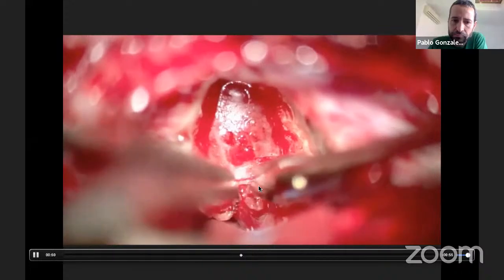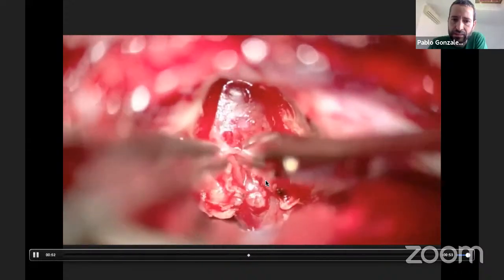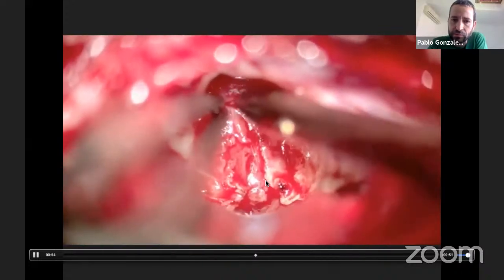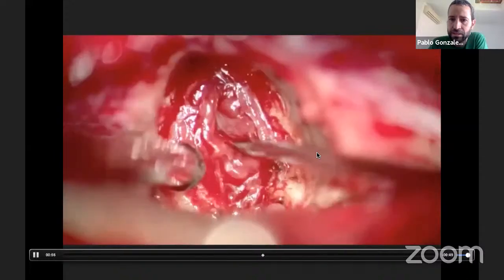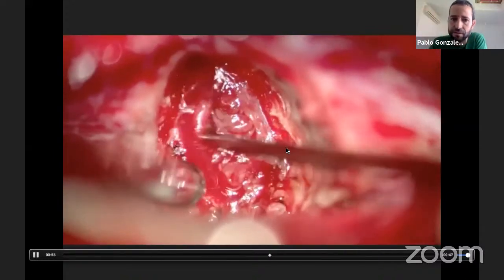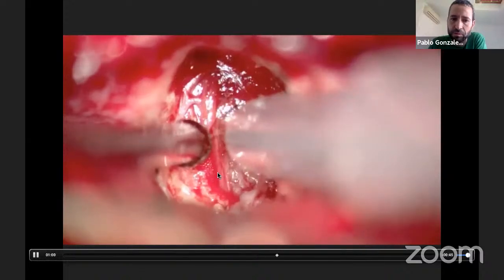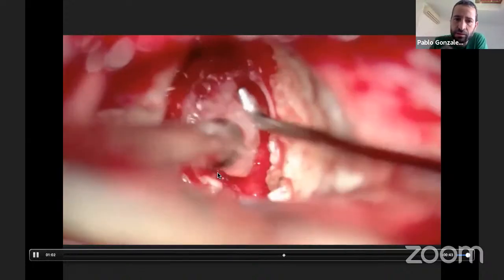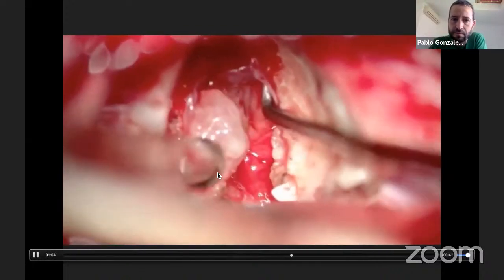So we open the extension of the dura inside the canal, and we do have the tumor right there. We are checking for the relative location of the facial nerve, which was superiorly, as we were expecting. And now with the CUSA, we start taking some small parts.